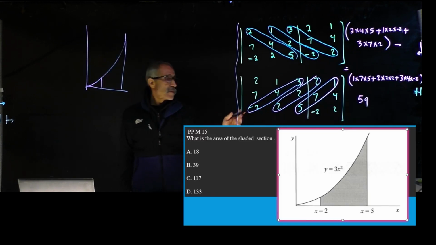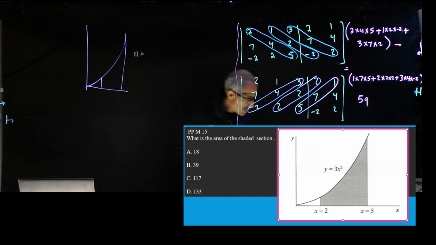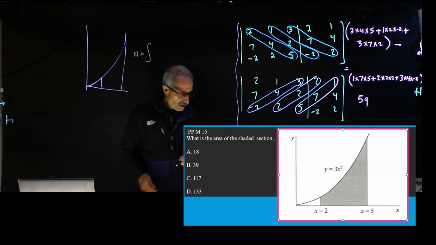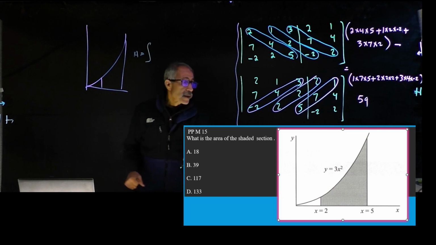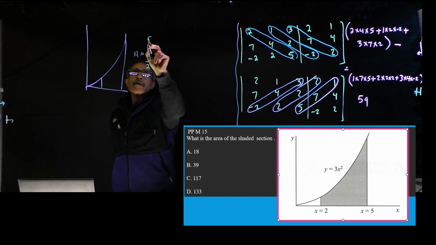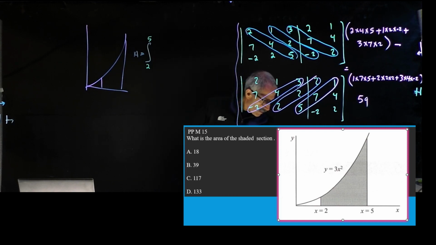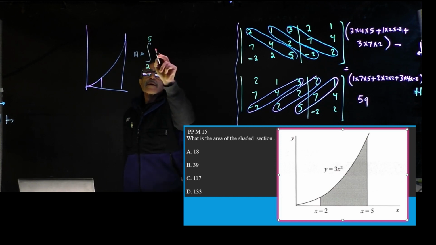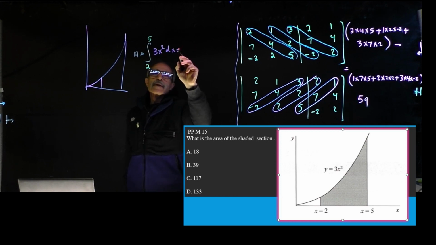All right, that's the easiest way. So now integration. I'm going to say, okay, A is equal to the integration from 2 to 5 of 3x squared dx. If I integrate this, let's leave the 3. X squared becomes x cubed.